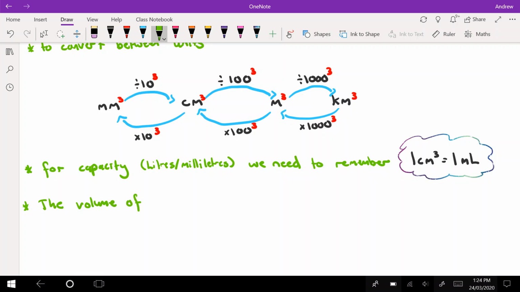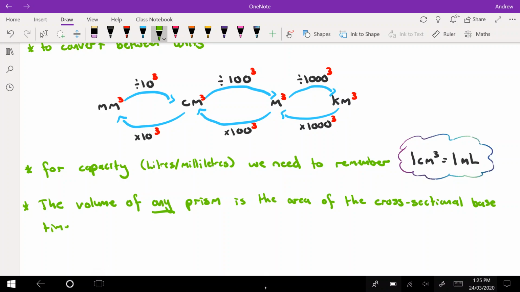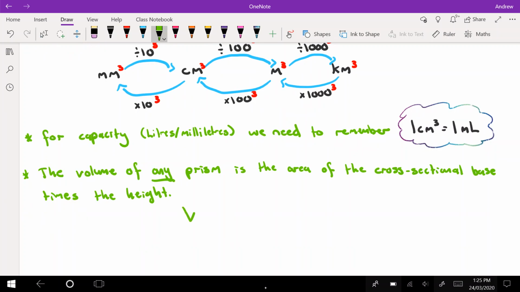The volume of any prism is the area of the cross-sectional base times the height. Okay, and as a formula, you'll often see it as just like area of B times height. And when I say this AOB, that's area of base. So the area of the base times by the height.